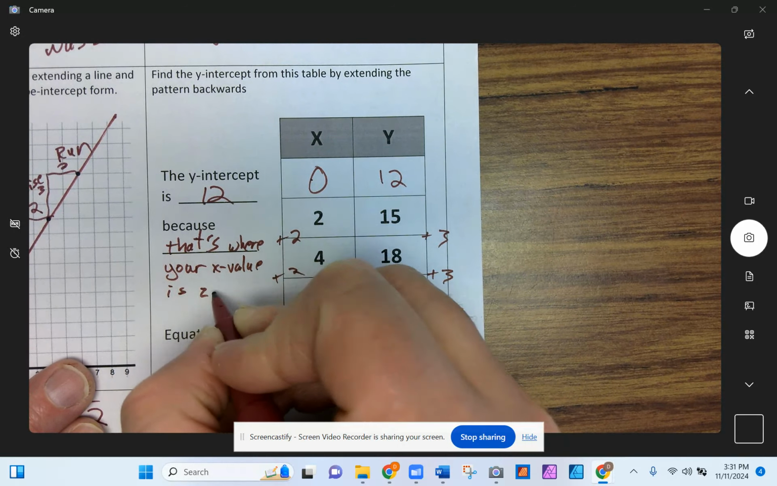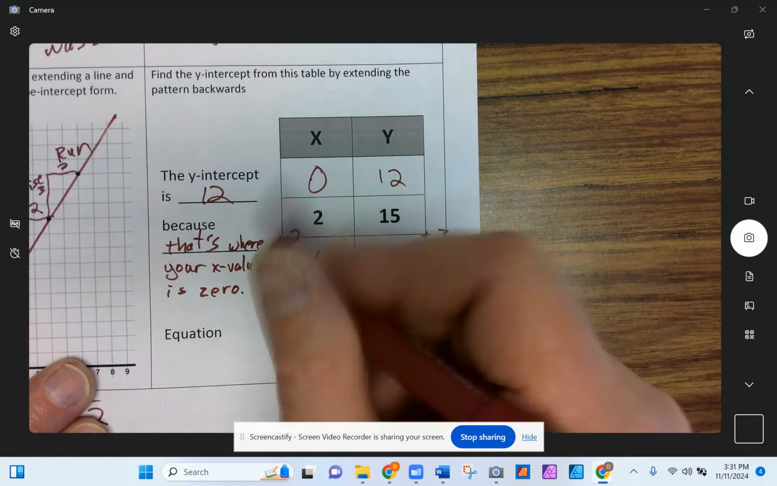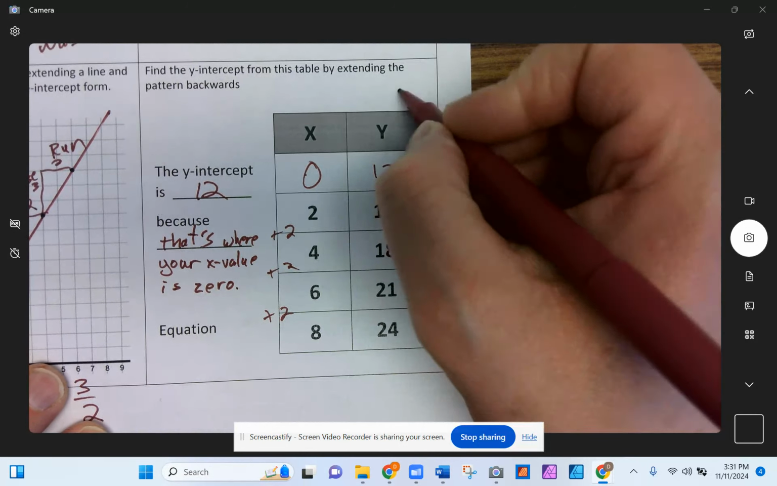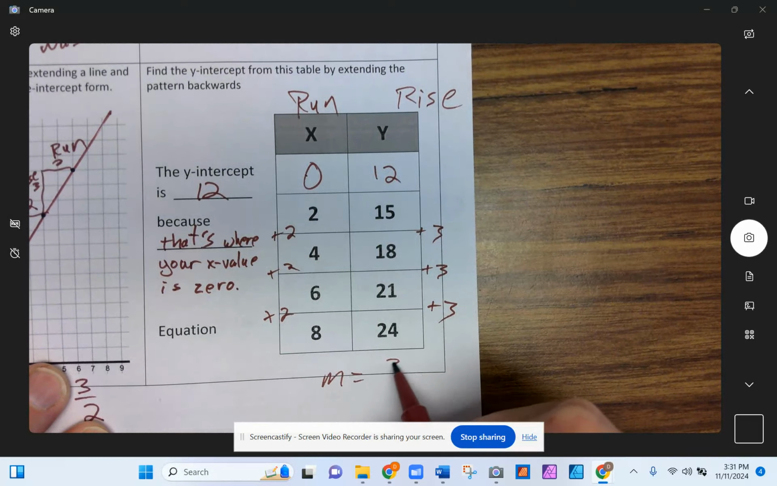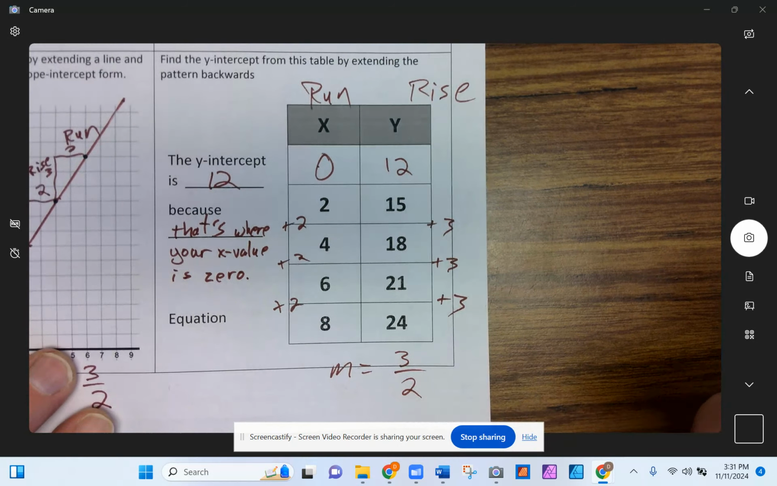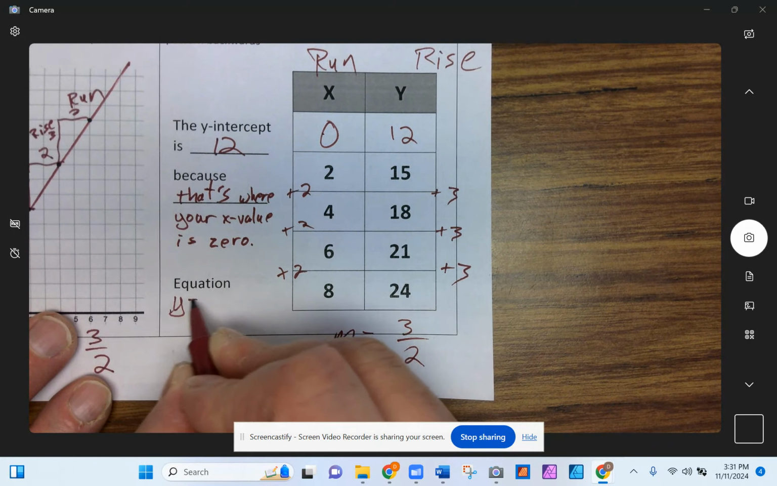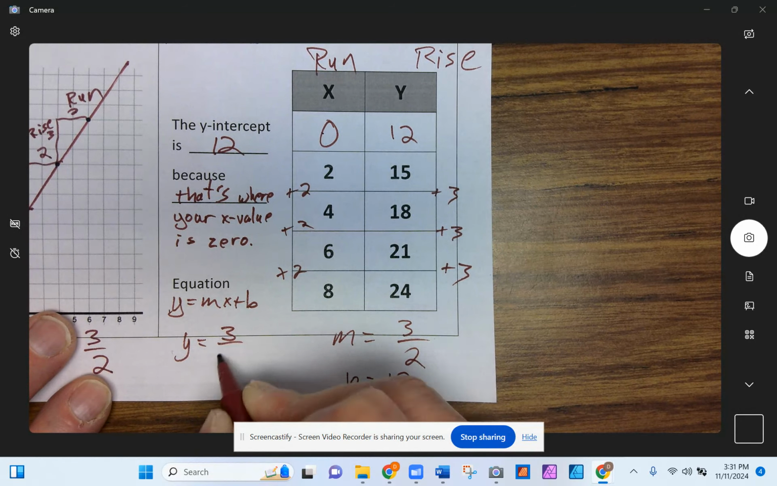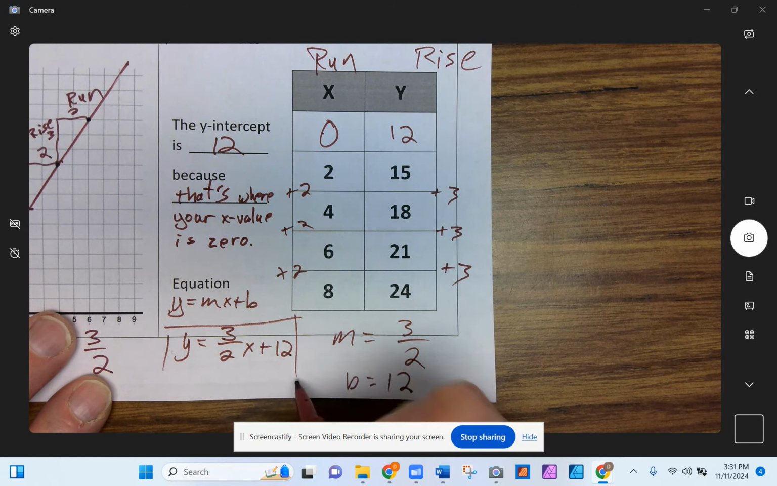Right, so we basically work with what we can prove, and we can prove that our x value is 0 here in the table. Now we've got our rise over our run, 3 over 2 for our slope. Okay, we know our b value is 12, so y equals mx plus b becomes y equals 3/2 x plus 12. So our equation is right there.